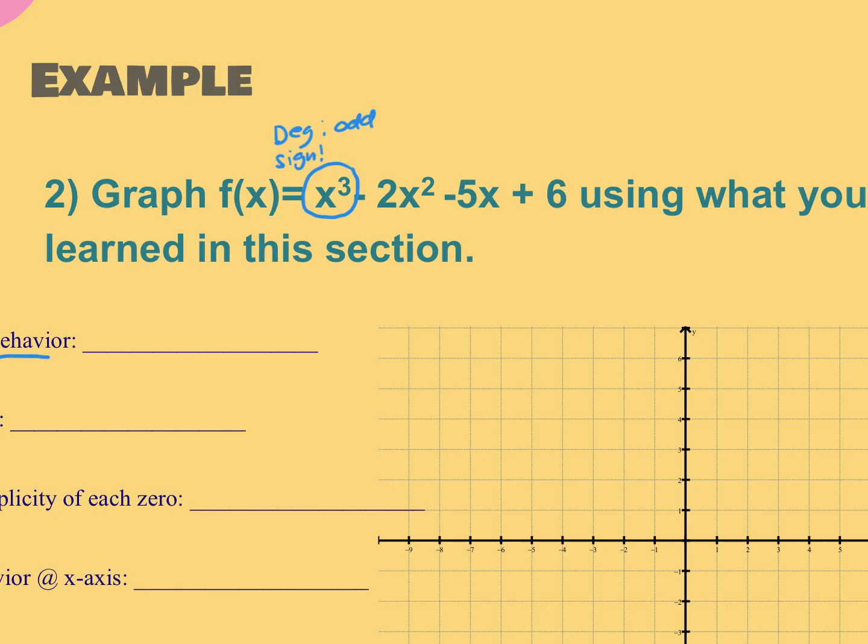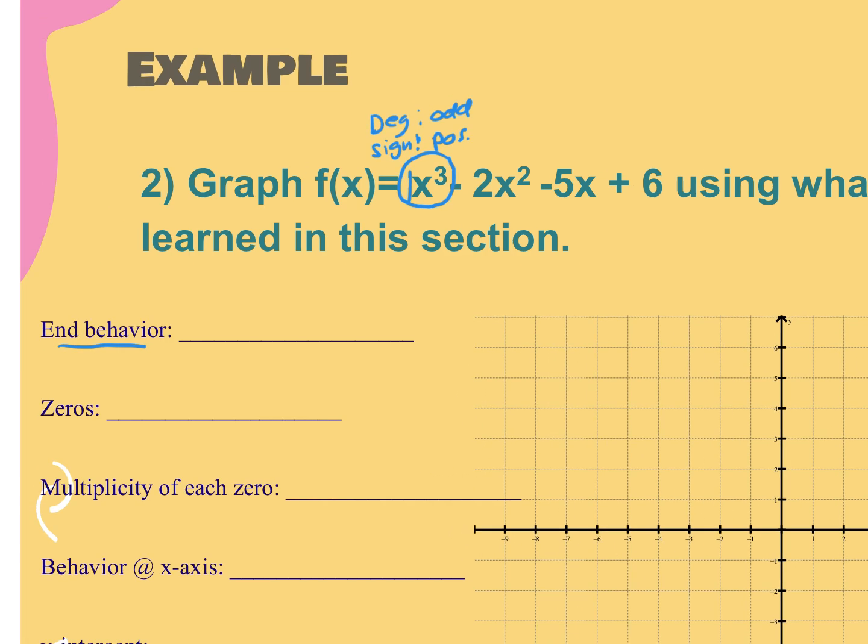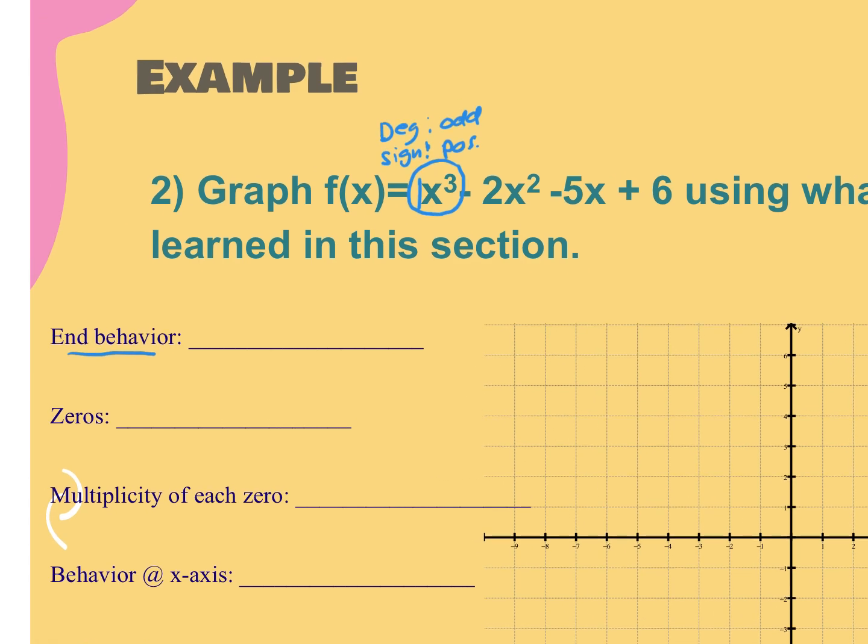And the sign of your leading coefficient, right? If you don't see a number, assume it's a 1. The sign is positive. I don't really care about the number itself. I just care about if it's positive or negative. All right, positive. Again, remember, odd opposite means that they're going to go in opposite directions, and odd positive happens to go down and then up.